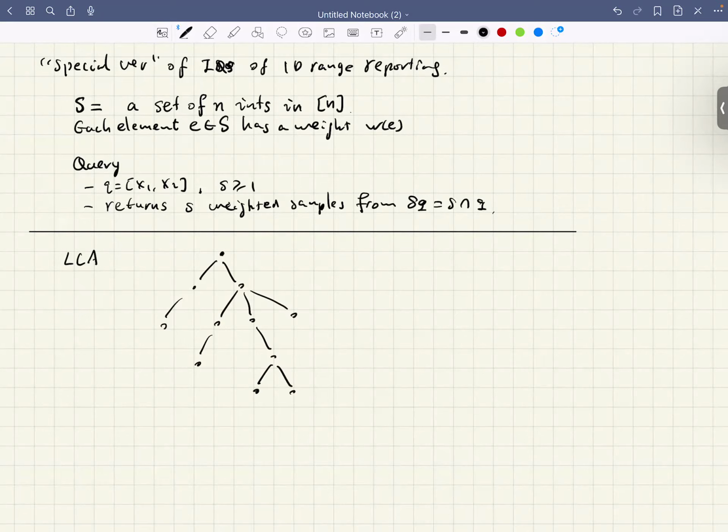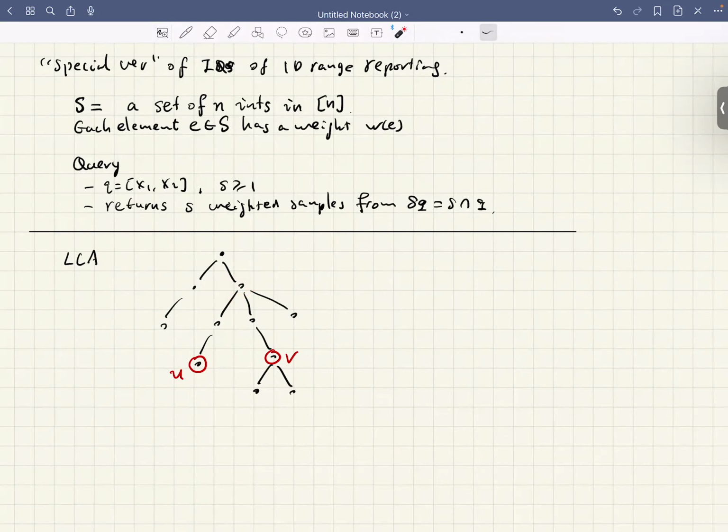So LCA says you have two nodes, let's say this node and this node, U and V. What is the lowest common ancestor of U and V? This is the node here. So this is clear, what it means by LCA.